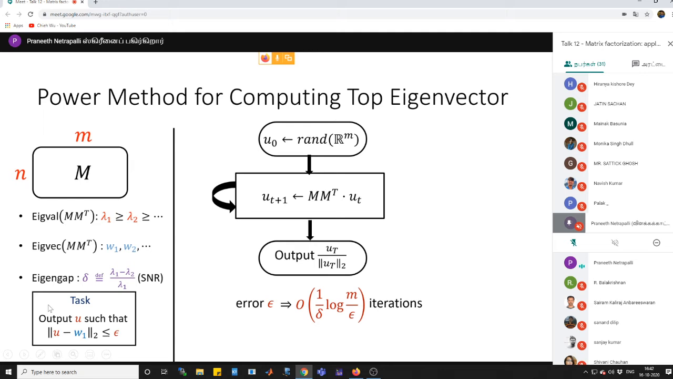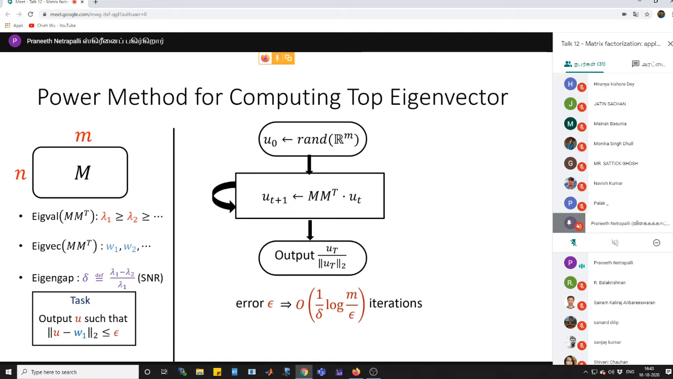So our goal is to output a vector U such that the difference between U and W1, the top eigenvector, is at most epsilon. The most important parameter in our ability to do this is the eigengap, which is lambda1 minus lambda2 divided by lambda1. Lambda1 minus lambda2 is the gap between the top two eigenvalues, and dividing by lambda1 gives the normalized gap, which you can think of as the signal to noise ratio. If delta is large, we'll be able to find W1 very easily. If delta is very small, we'll not be able to find W1 very quickly.